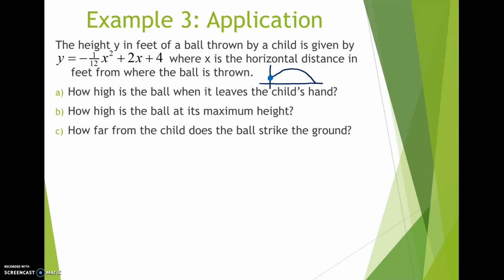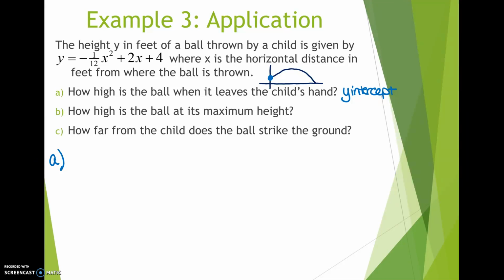There's a little bit of a difference between my height and Philip's height, so that height would be different. How high is the ball when it leaves the child's hand? That would be the y-intercept. So I want you to write next to each of these where this information comes from. And then down here, we will actually write the answers to each one.